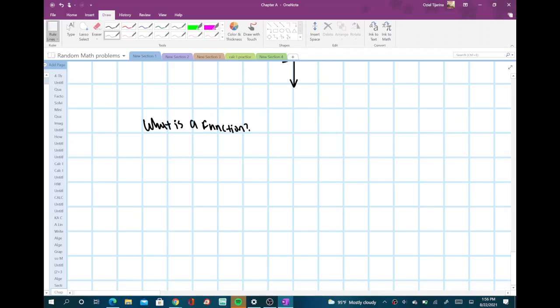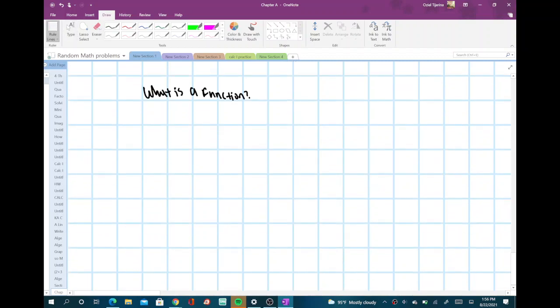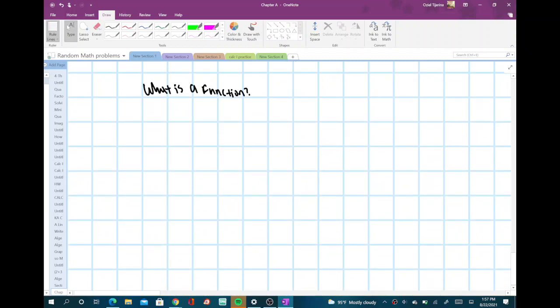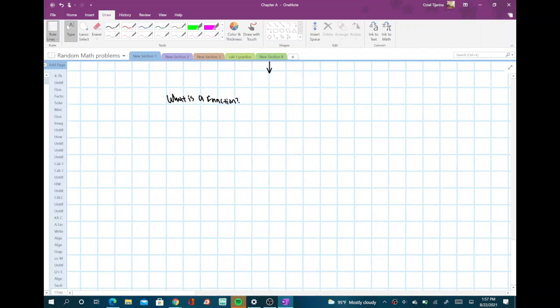A function is usually, think of it like a machine. So you have an x, and then you input it to some machine, and it gives out a y term, right? That is what a function is, and in the machine there can be any kind of equation.